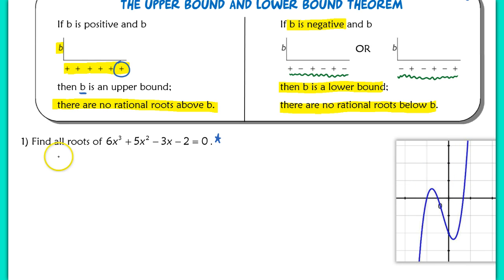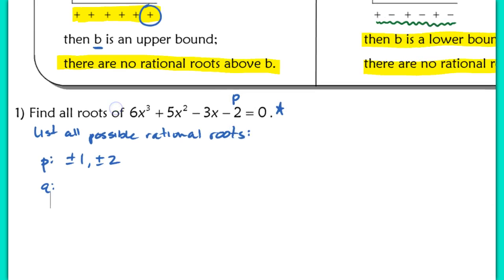All right, so the first thing you're going to do is list all of your possible rational roots. So the first thing that we have to do is list the factors of p. Remember, p is your constant term all the way at the end. So the possible factors of p here would be positive or negative 1, positive or negative 2. Now I'm going to also list the factors of q, and q, remember, is your lead coefficient here. So that's positive or negative 1, positive or negative 2, positive or negative 3, and positive or negative 6. So these would be all of the possible factors of p and q. Now I have to list all of the possible p over q values.